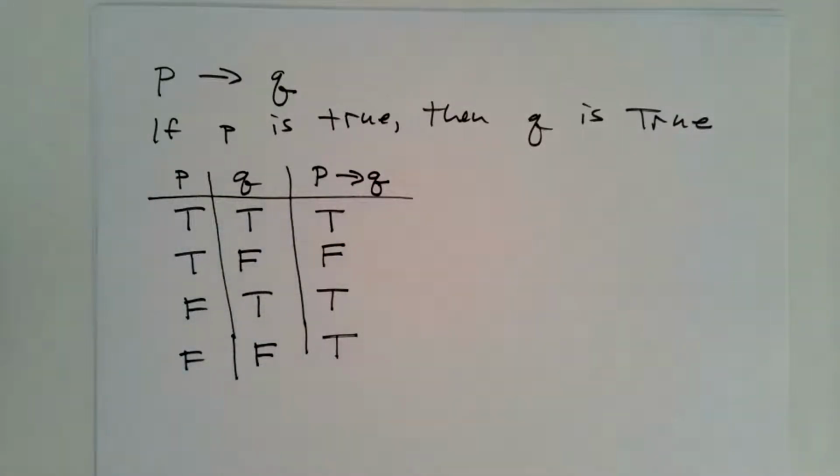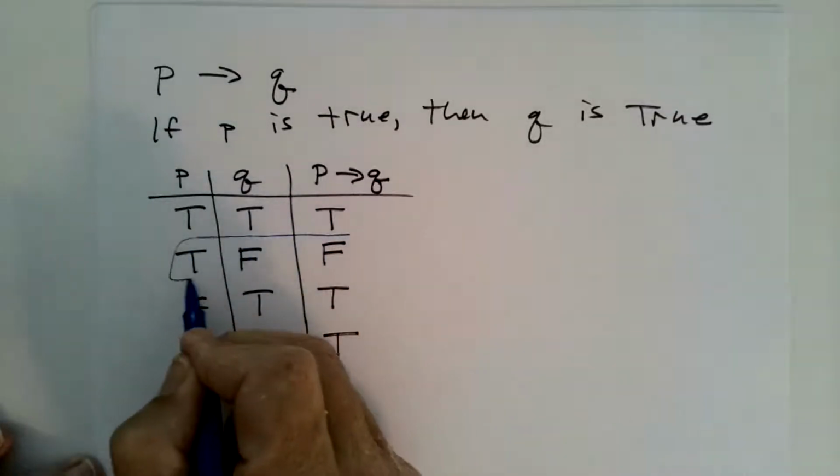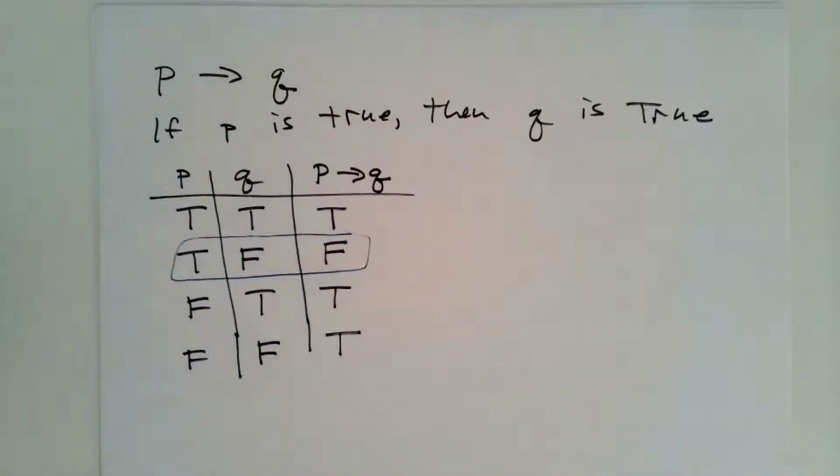So here's the idea. This is the key notion with an implication. If the first statement is true, but the second one happens to be false, the result is a false statement. TF leads to F. That is what our P implies Q statement is going to be. So whenever you see a TF, that's F on the implication. So let's go ahead and do another problem like that.